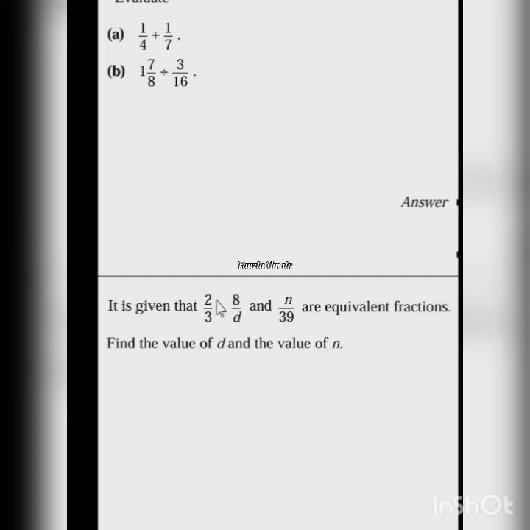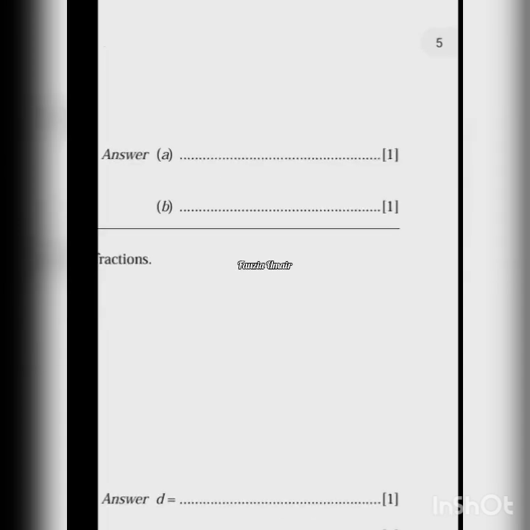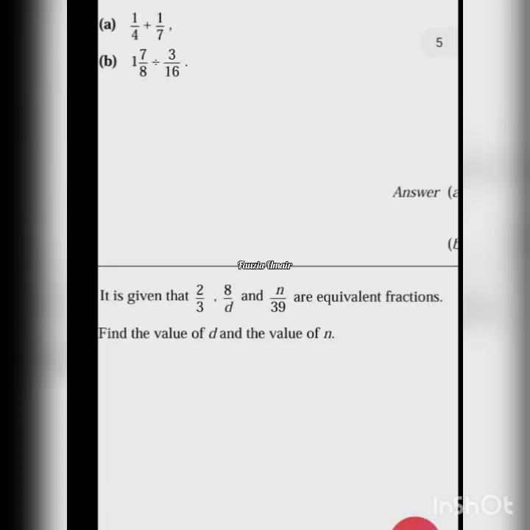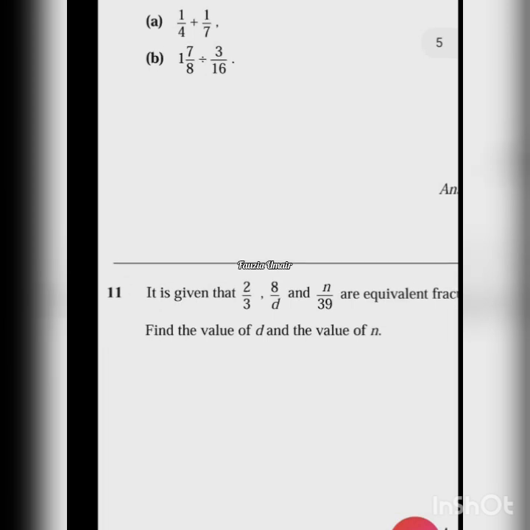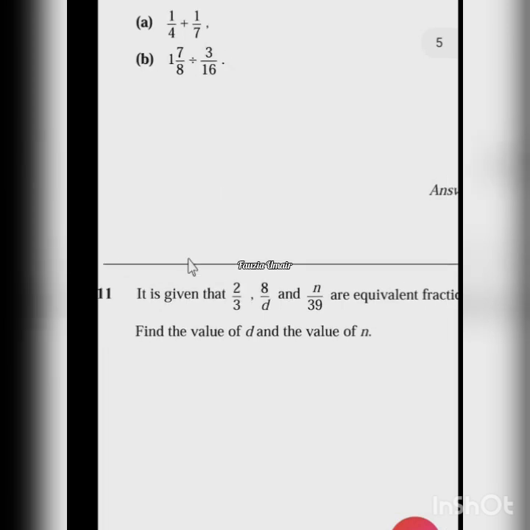It is given that these three fractions are equivalent fractions. Can you find the value of D and N? It's a 2 marks question. One, you have to tell the value of D and the other the value of N. So we can make equations. Actually these are ratios, equivalent fractions, ratios can be compared. So there are many ways. Those in 8th and above can also think that this is a similarity question. Equivalence is basically similarity, so you can equate them.